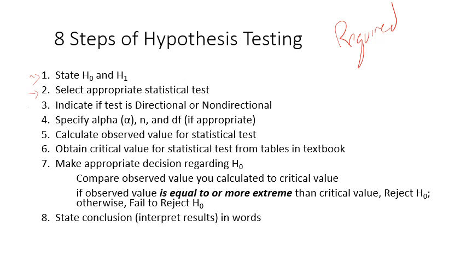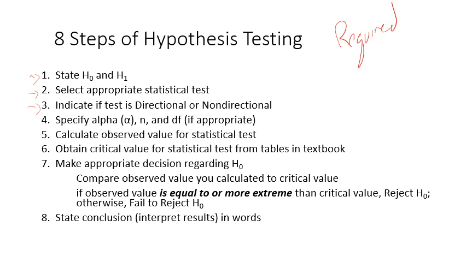Step 3 is a very easy step. That is, indicate whether the test is directional or non-directional. You can also say one-tailed or two-tailed. Either is fine. And to determine this, you just need to go back to step 1, look at your hypotheses, and determine whether it's directional or non-directional from your hypotheses. And again, if you've got equal and not equal, it's non-directional. If you've got a greater than or less than symbol in there somewhere, then it's going to be directional.